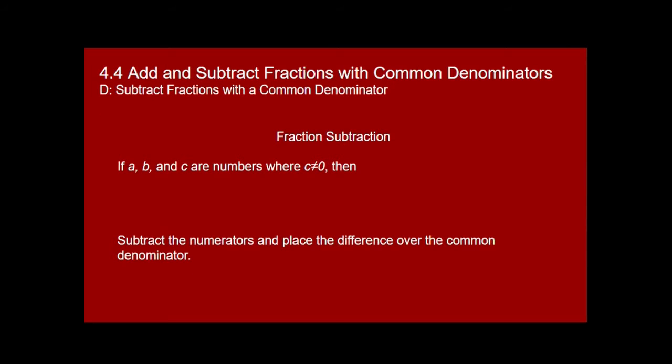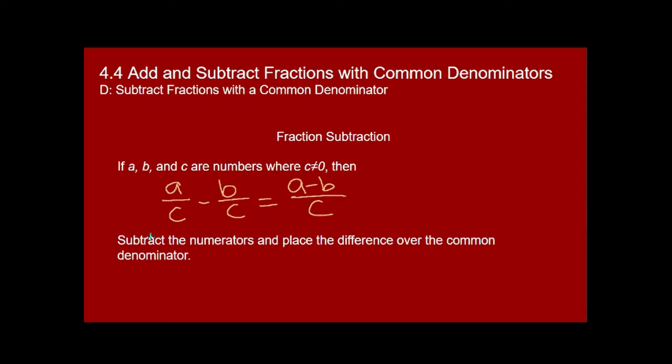Let's talk about it without the modeling. So fraction subtraction: if A, B, and C are numbers where C does not equal 0, then A over C minus B over C is equal to A minus B over C. C cannot equal 0 because you can't divide by 0.